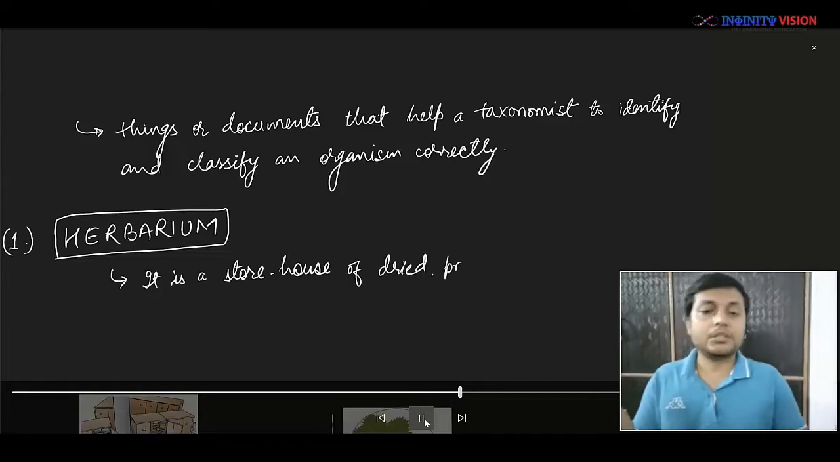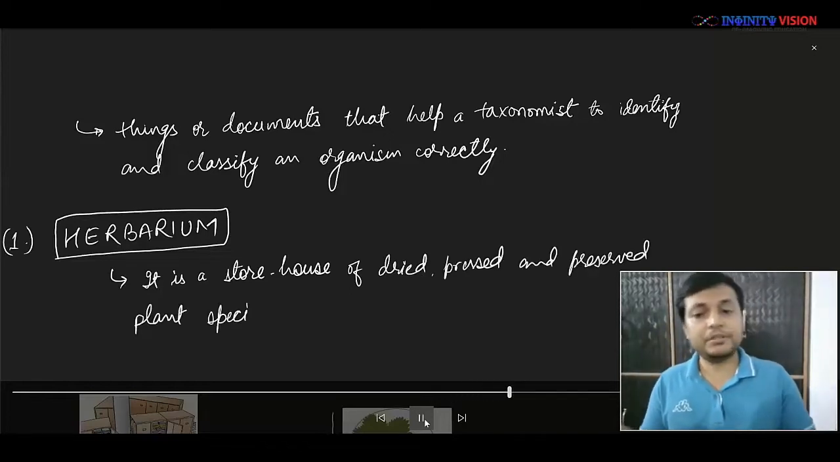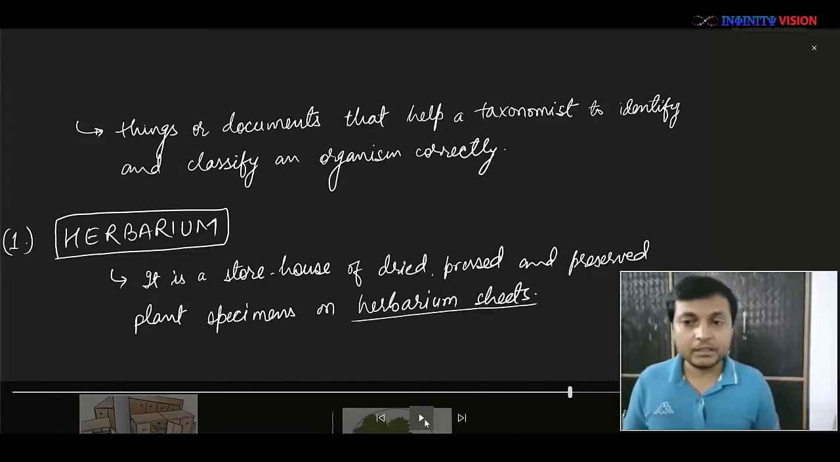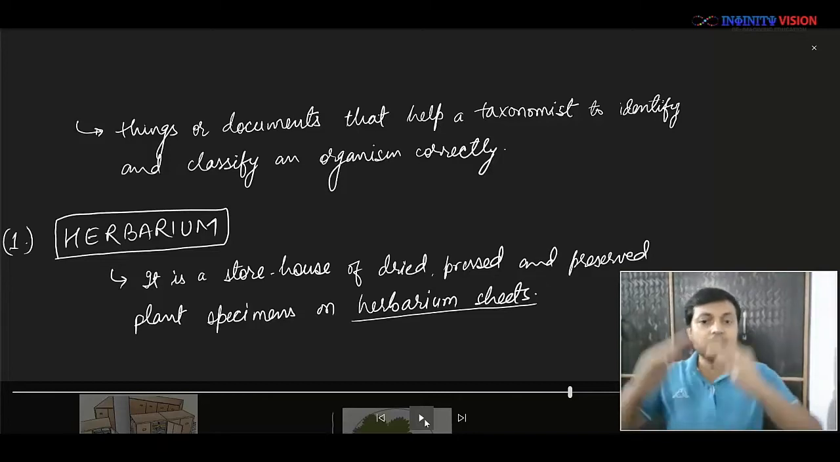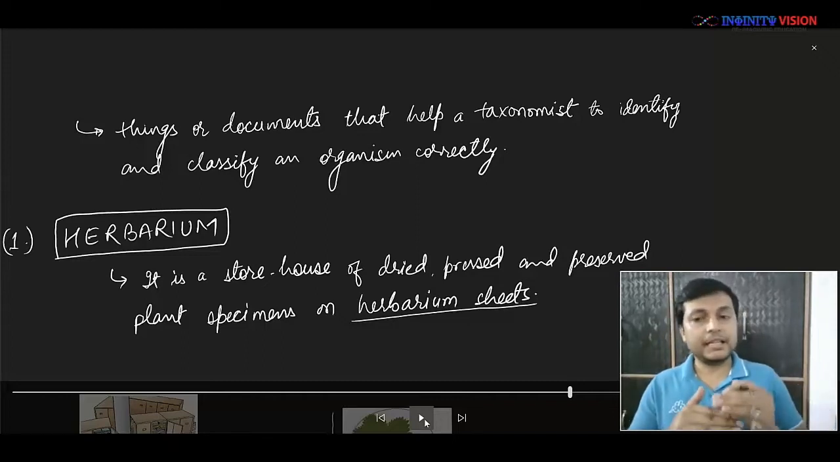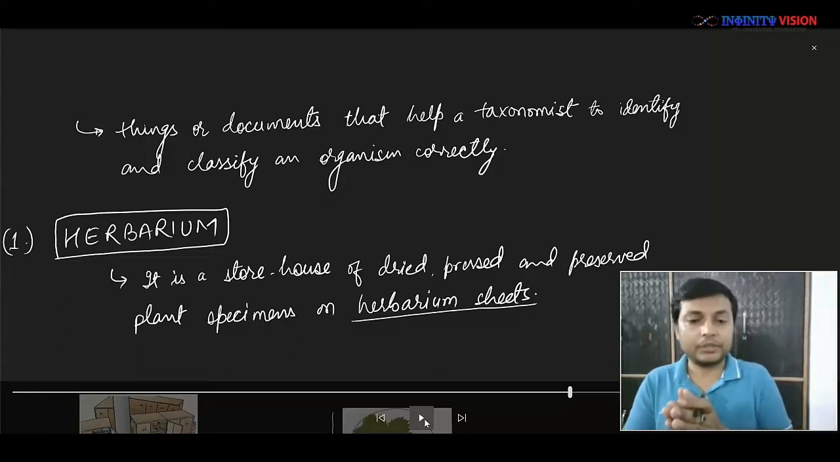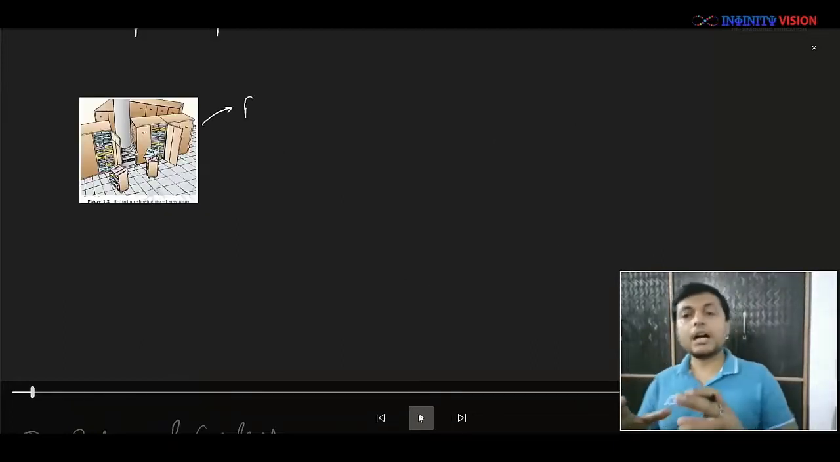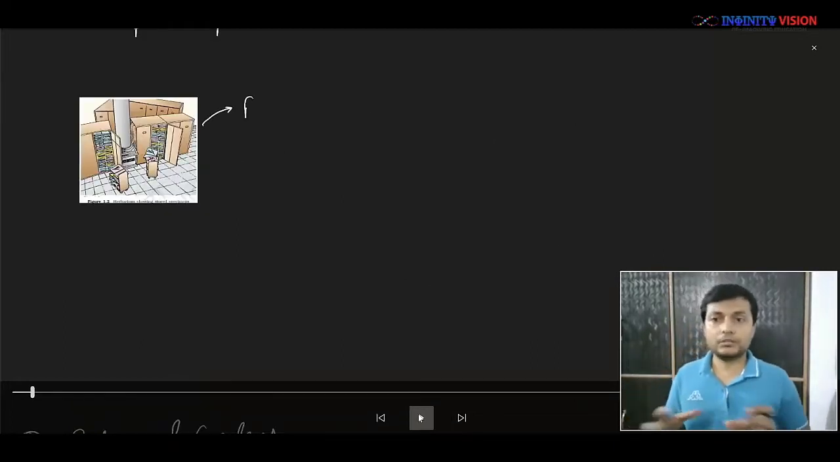So the herbarium is a storehouse of dried, pressed, and preserved plant specimens on herbarium sheets, okay. Now what does it look like? Let's see. This is how a herbarium looks. So this is the storehouse.